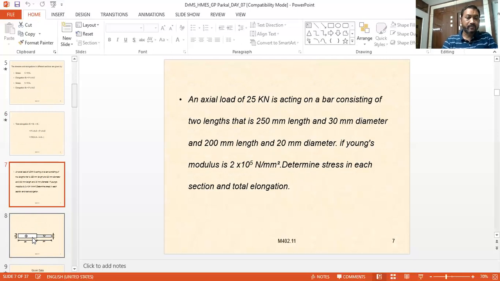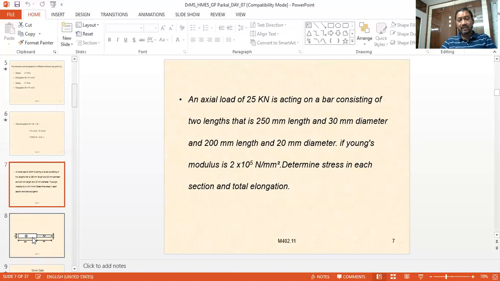Now we will work out a problem on this one. An axial load of 25 kilonewtons is acting on a bar consisting of two lengths, that is 250 mm length and 30 mm diameter, and 200 mm length and 20 mm diameter.